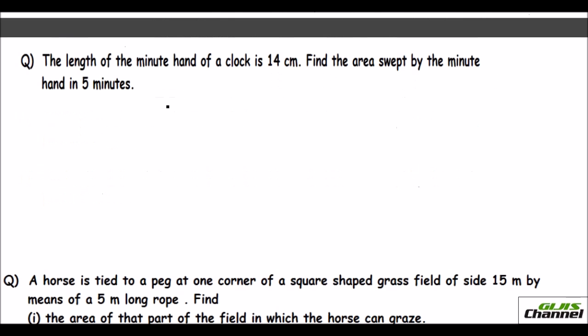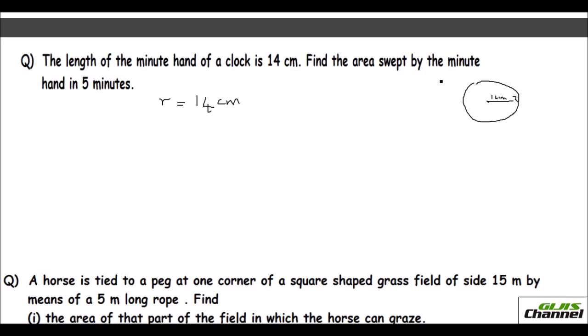Now let me go on to the next question. Here they say the length of the minute hand of a clock is 14 centimeters. So just imagine the minute hand of a clock. Your clock is circular in shape, and I just draw the minute hand alone. So the length is, say for instance it is at 3. Okay, at 3. So this length is 14 centimeters. So I can say that my radius is equal to 14 centimeters, right?